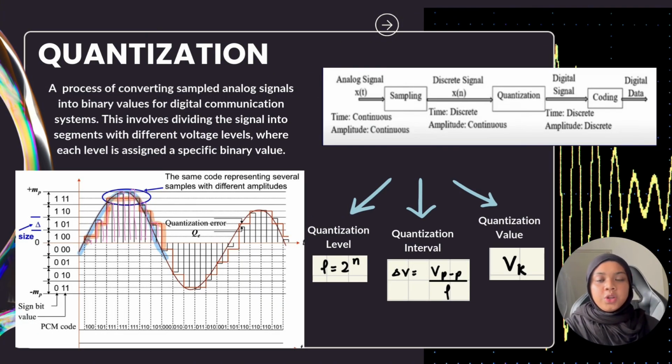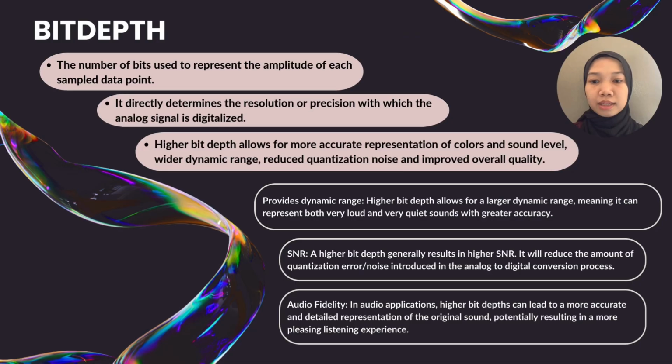Next, we will move on to quantization. Quantization is a part of pulse code modulation. It is a process of converting sampled analog signals into a binary value for digital communication. It involves dividing the signals into segments with different voltage levels where each level is assigned a specific binary value. As you can see in the figure, the blue line is the analog signal while the orange line is the sampled signal. To obtain the digital signal, it will undergo quantization level, quantization interval, and also quantization value, and we will obtain the digital signal.